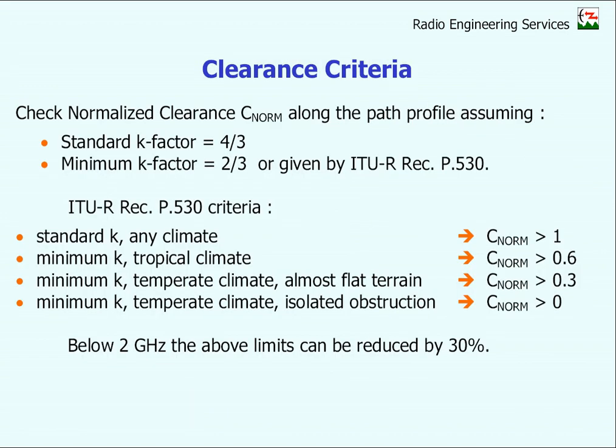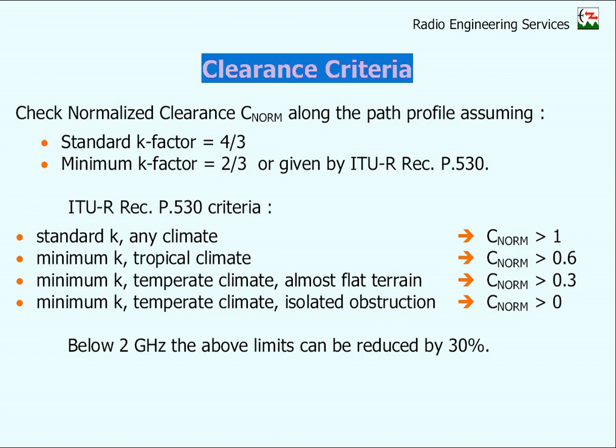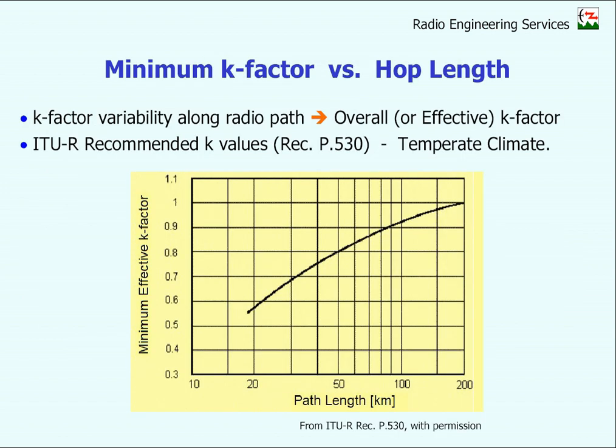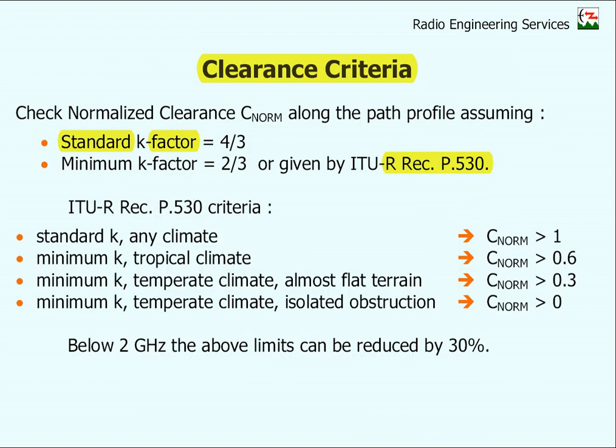The first step in the procedure to check path clearance is to define K-factor values. For standard conditions, the usual value is 1.33. The minimum value can be derived from the figure we've previously seen, in order to take account of path length. As an alternative, it can be assumed from previous experience on propagation on the same radial path. In this table, you see the detailed criteria from ITUR.